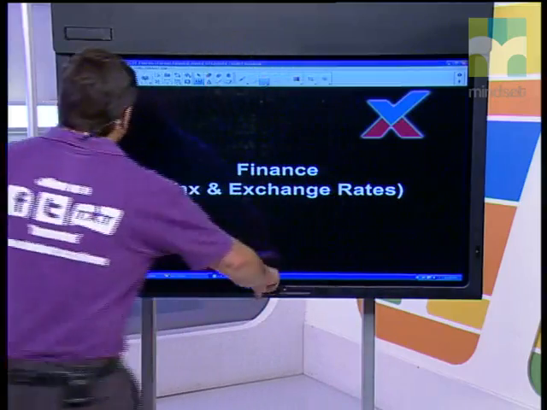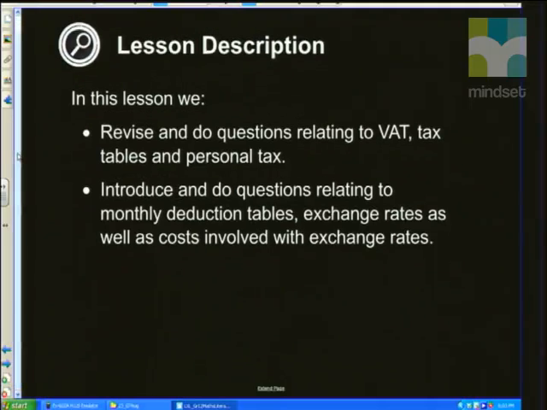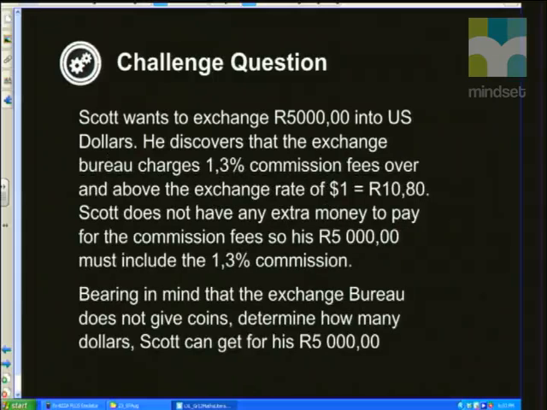Okay, so we're going to look at those exchange rates, and I'm going to share some of my real-life practical examples with you when I went to exchange some money. First of all, let's have a look at the tax. Just from last week, folk, in this lesson we're revising and doing questions relating to tax, or VAT, tax tables, and personal tax. We're going to introduce and do questions relating to monthly deduction tables, exchange rates, as well as costs involved with exchanging those rates.